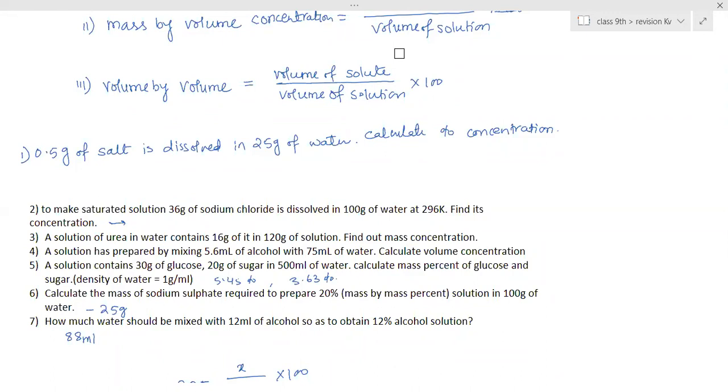Ma'am, the first question, calculate percent concentration. What is that? I cannot see it properly. Ma'am, the first question: 0.5 gram of salt is dissolved in 25 grams of water. Calculate percentage concentration. Okay, yeah, percentage. I could not see it.